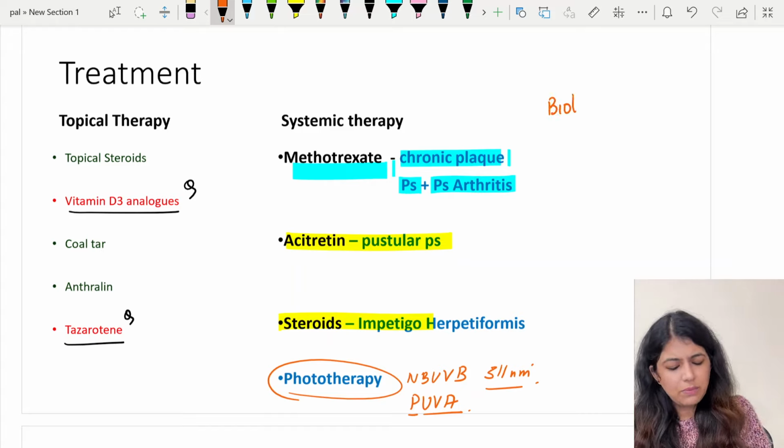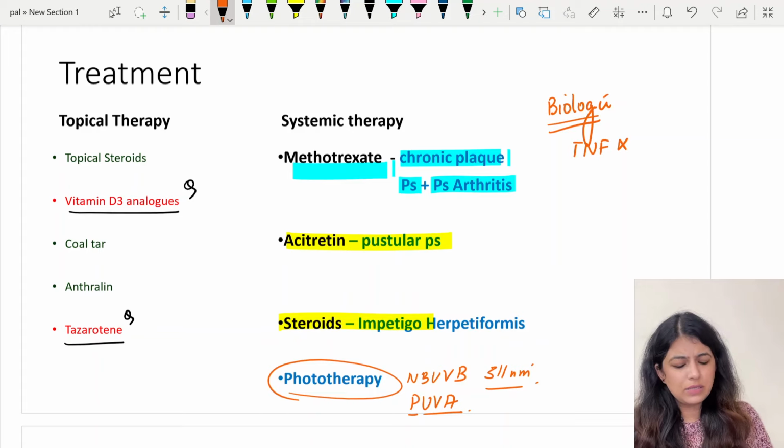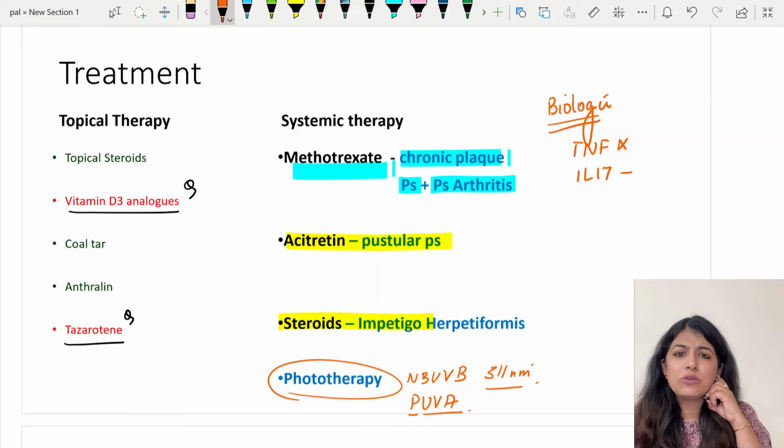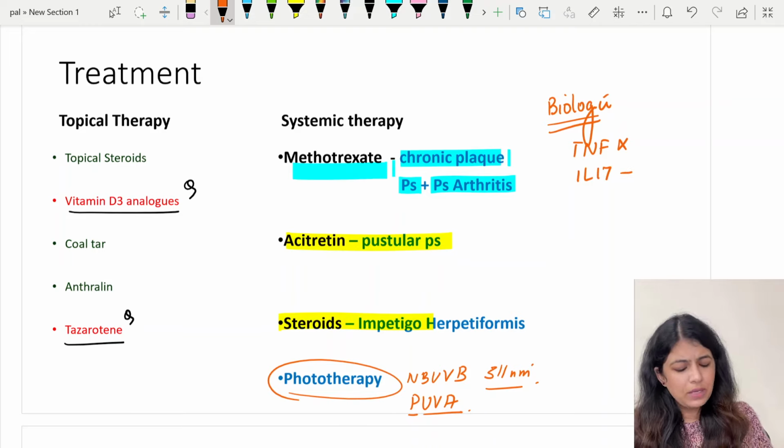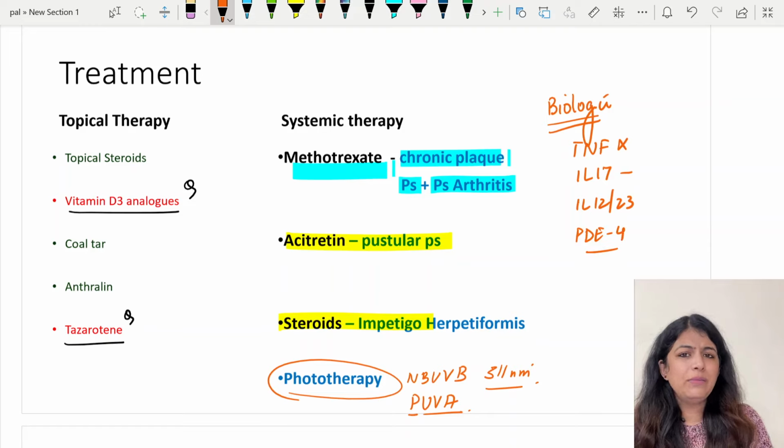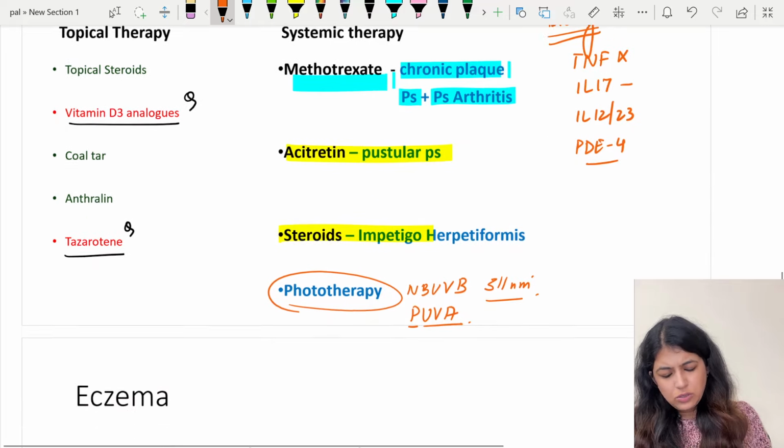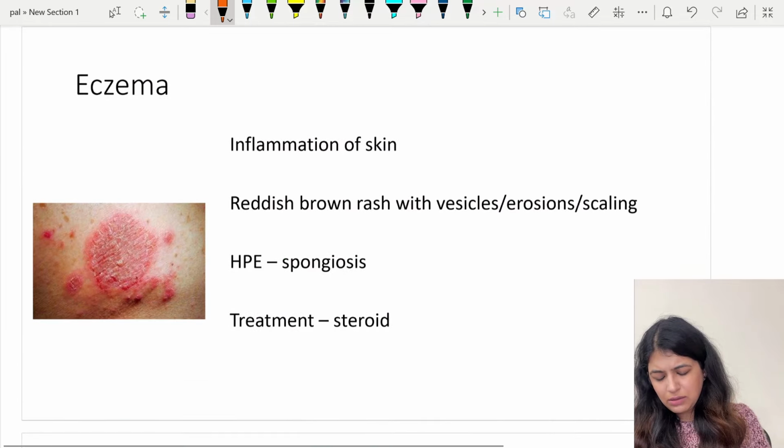Then there are some biologics, the anti-TNF alpha inhibitors like infliximab, etanercept, interleukin 17A inhibitors like secukinumab, ixekizumab, interleukin 12-23 inhibitors like ustekinumab, and phosphodiesterase 4 inhibitors like apremilast. Apremilast is an oral drug. So this is about the treatment of psoriasis. Then the option was eczema.